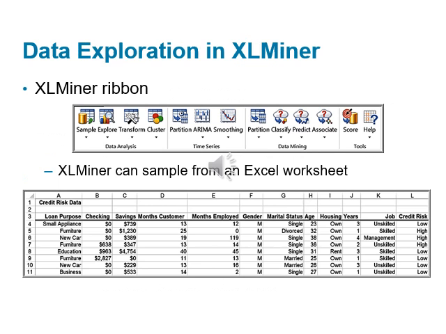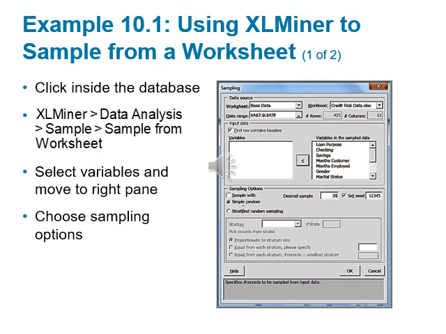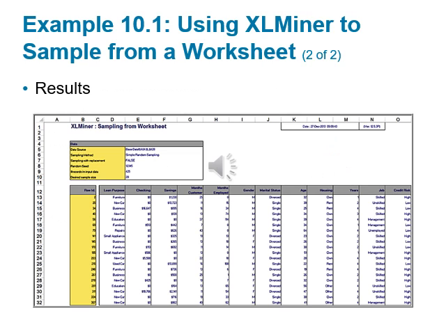Data exploration in XLMiner. XLMiner ribbon. XLMiner can sample from an Excel worksheet. Example 10.1, using XLMiner to sample from a worksheet. Click inside the database. Select variables and move to right pane. Choose sampling options. Example 10.1, using XLMiner to sample from a worksheet.